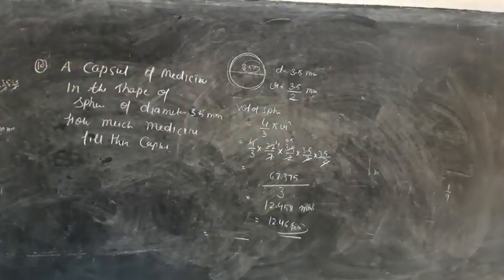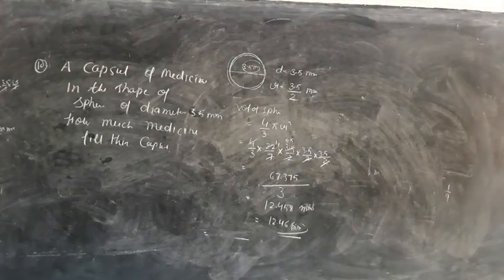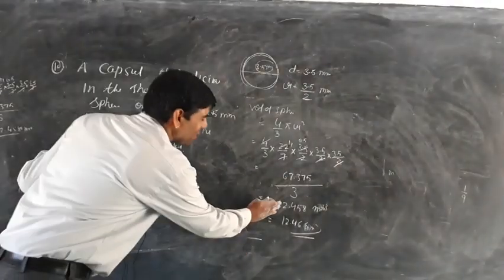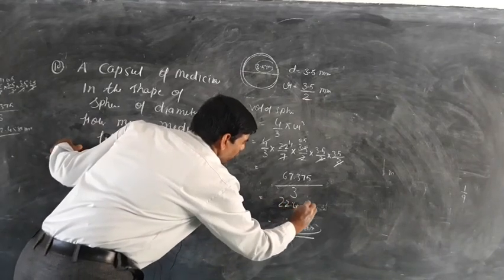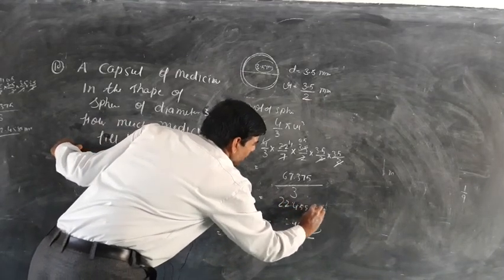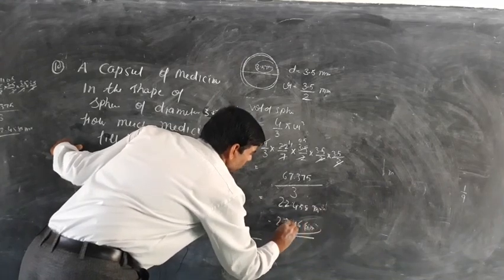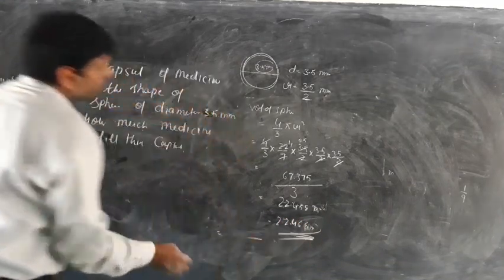Is that right? Let me do it again. That is 22.458, that is 22.46 millimeter cube. Okay.